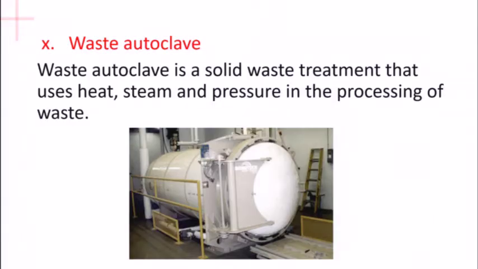Waste autoclave. A waste autoclave is a solid waste treatment that uses heat, steam and pressure in the processing of waste. Waste autoclaves process waste either in batches or in continuous flow processes. Saturated steam is pumped into the autoclave at 160 degrees Celsius. The steam pressure is maintained at 6 bar for 45 minutes to cook the waste. The autoclave kills the pathogens and viruses in the waste.